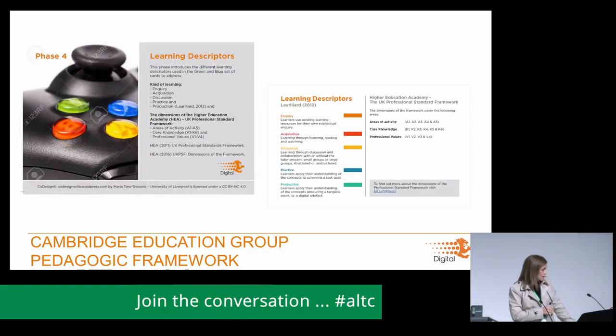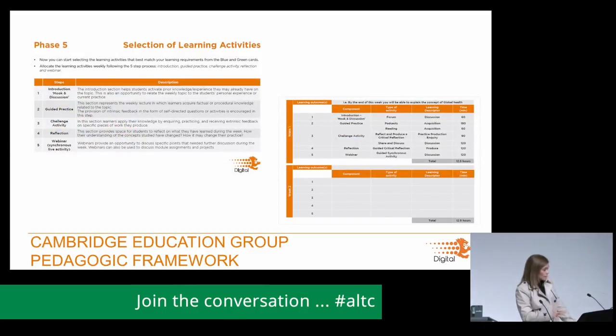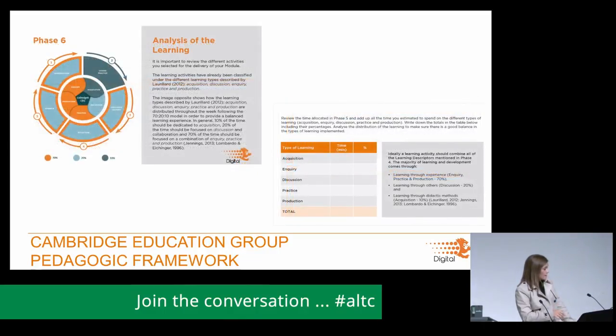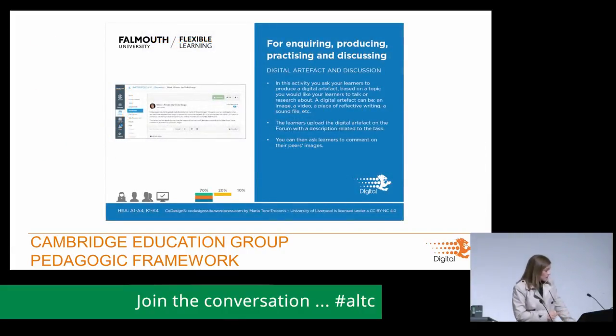I don't have much time now. Learning descriptors, the learning types, as well as, it says it has to be updated, this Advance HE framework. Then you select all your learning activities, and then you analyze the learning applying the 70-20-10. So as you can see here, this is one of the blue cards. That means that when you went through the phases, you've identified the verb within that box, and that means high-level cognitive domain, probably, or the affective domain.